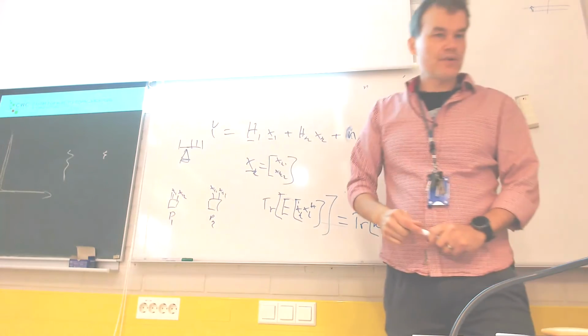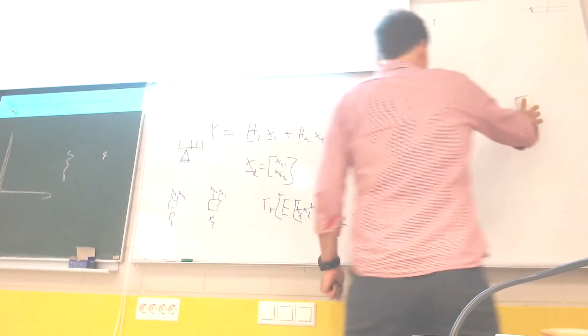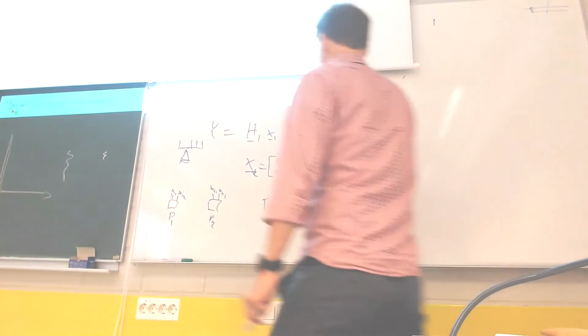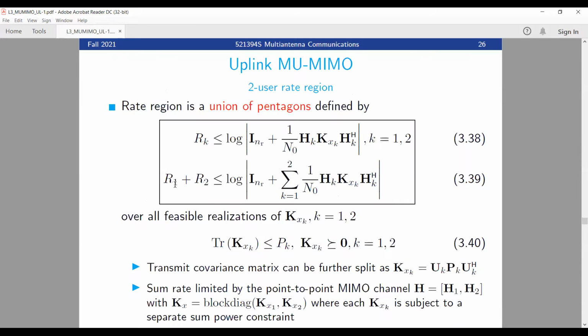Okay, what about the capacity region? Again, a simple extension from the single antenna case. Again, this is a two-user example, right? So we have these two users, and we have three constraints for a given transmit strategy.